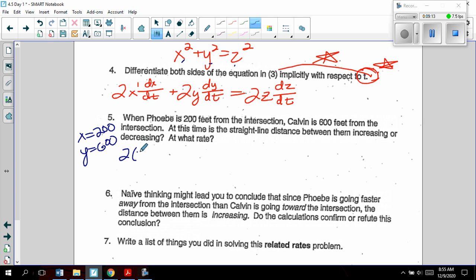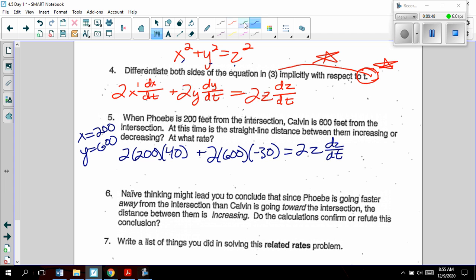I was just given x, so 200. dx/dt we said was 40. Oops, that's a 4 out of 9. Okay, that's what we had above. So then it says plus 2y, which is 600, times dy/dt, and be careful because that should be negative 30. Remember, Kelvin's distance is getting shorter, so his derivative is negative. And then equals 2z times dz/dt. I don't know z, and I want to know dz/dt.